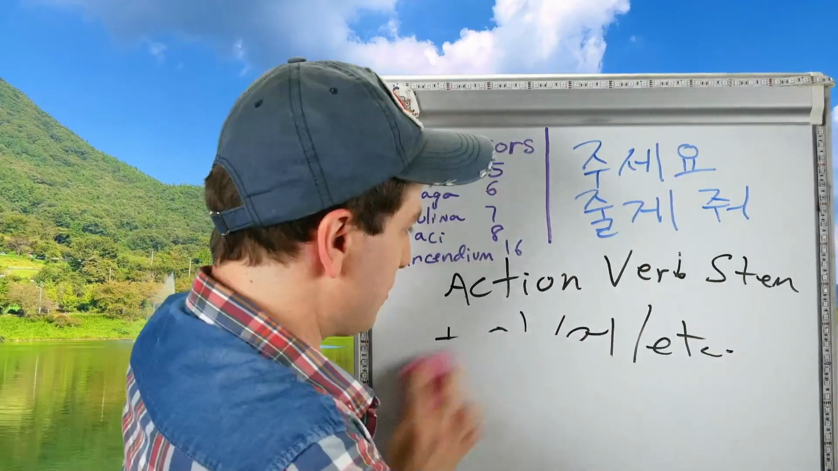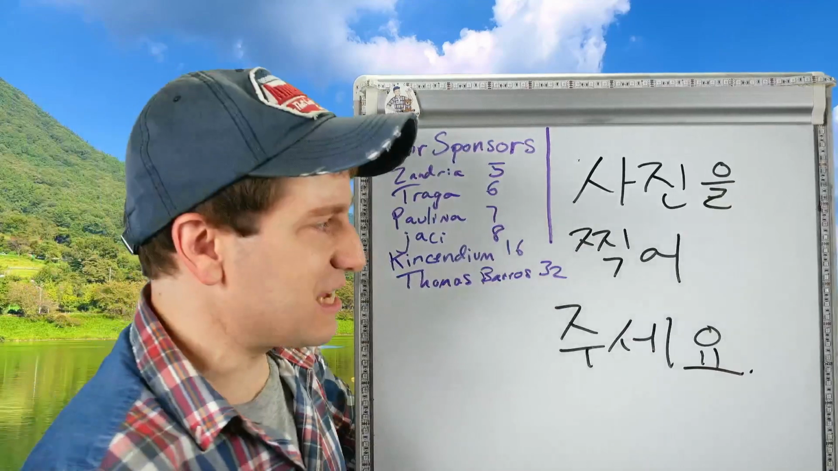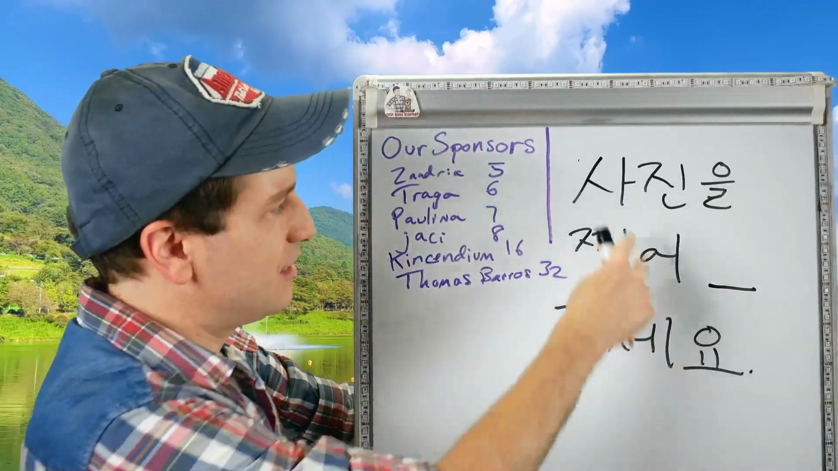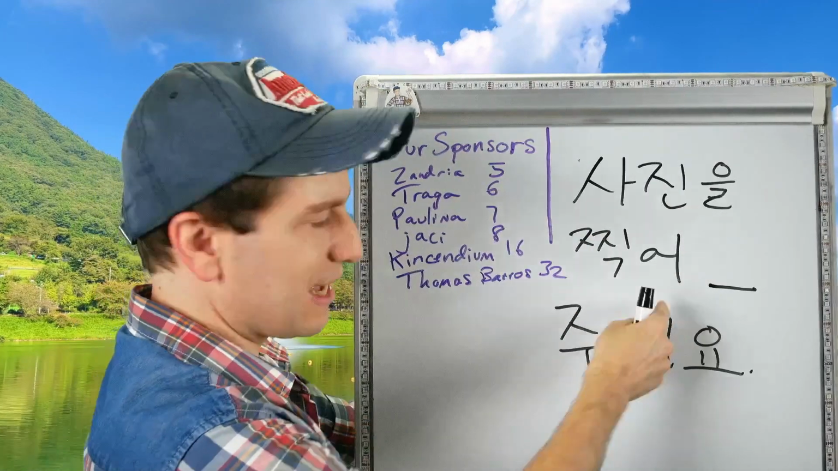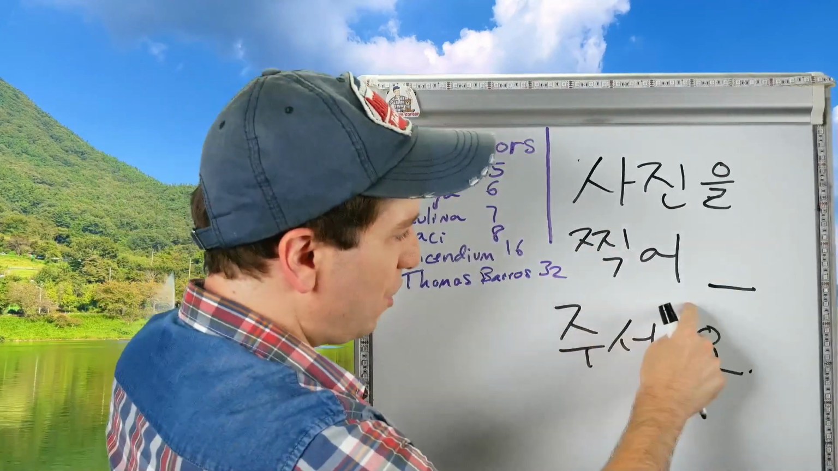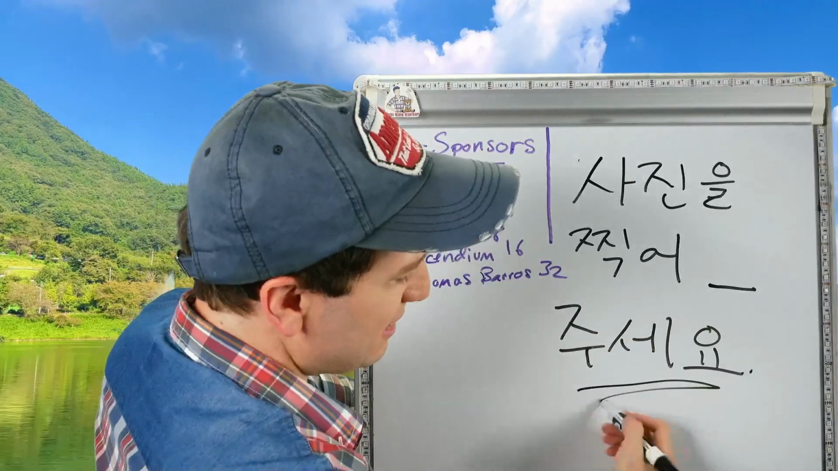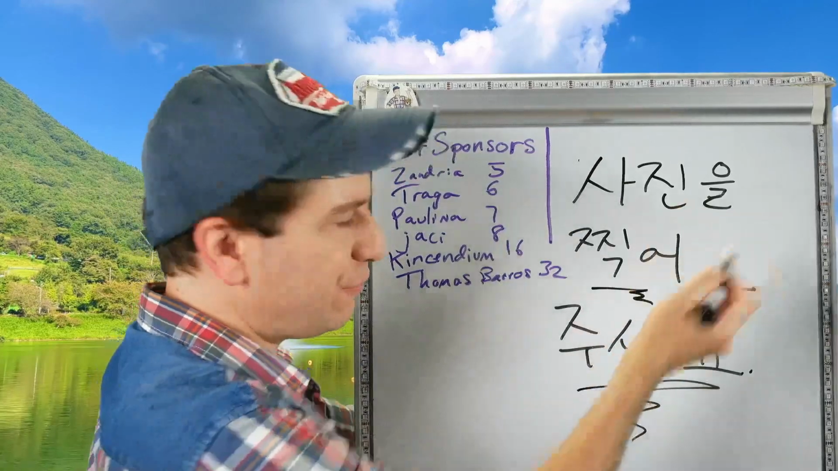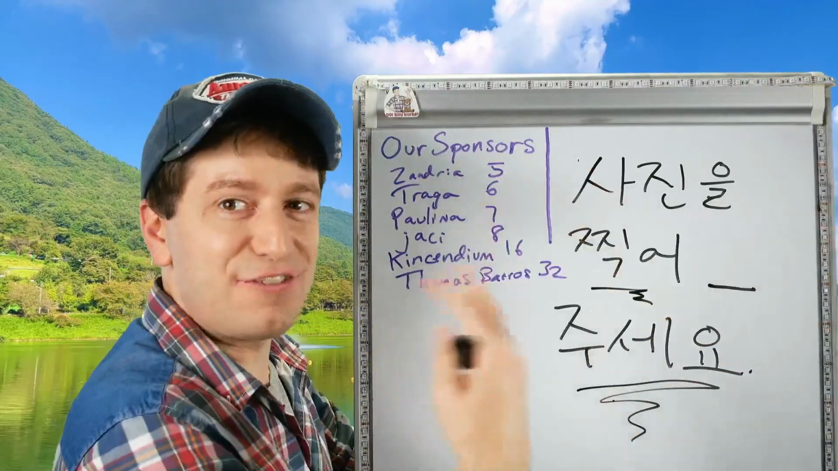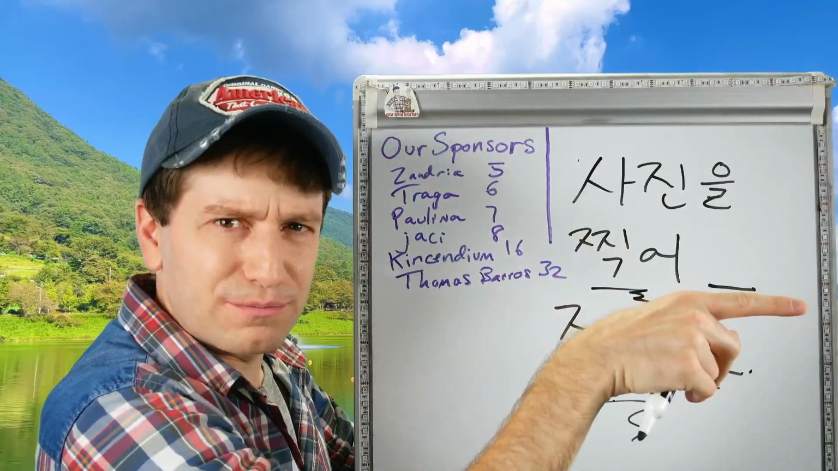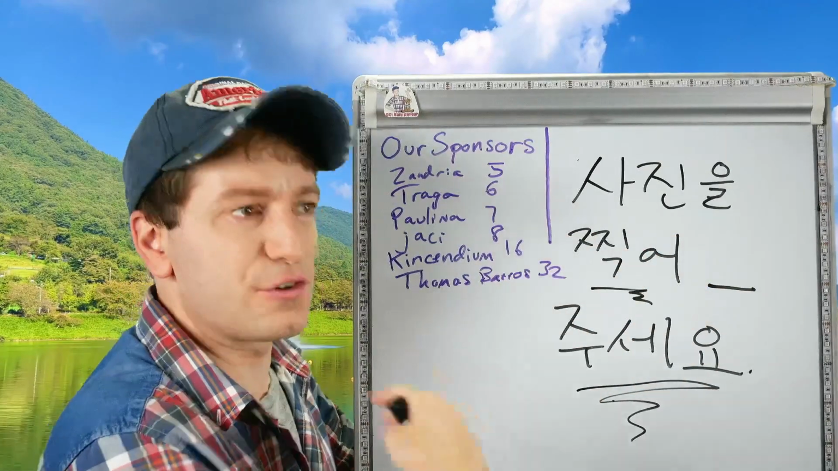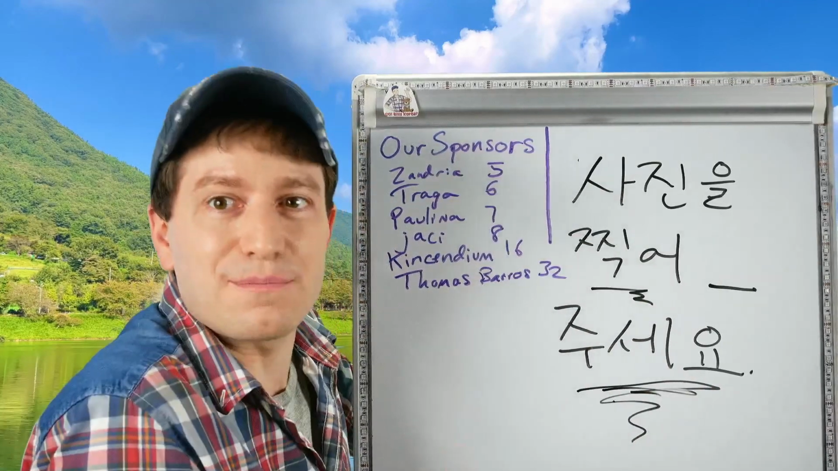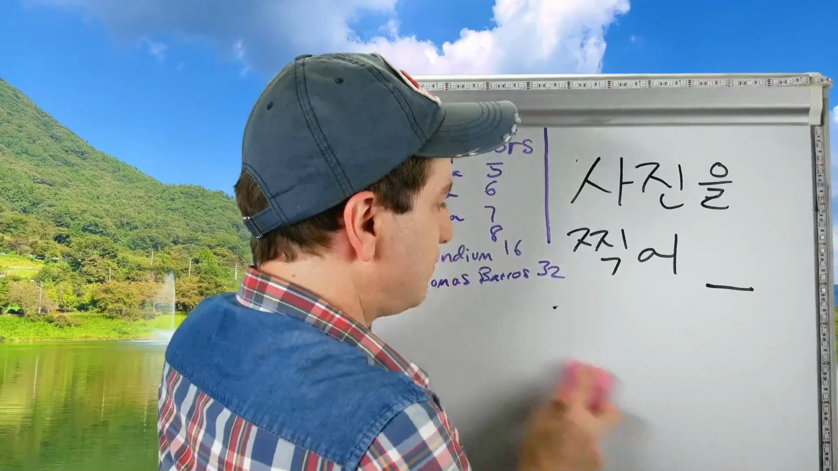So let me give you some examples. Now note that there is a space between the conjugated verb and 주다. So here our sentence, 사진, photo, 찍다, to take a photo. So 사진을 찍어 주세요. So give me the action, 주세요. Please give me the action of taking a photo. Please give me you taking a photo. You're not asking for the photo, you're asking for the verb. So please take a photo, as in please take a photo for me. Please take my photo. 사진을 찍어 주세요.